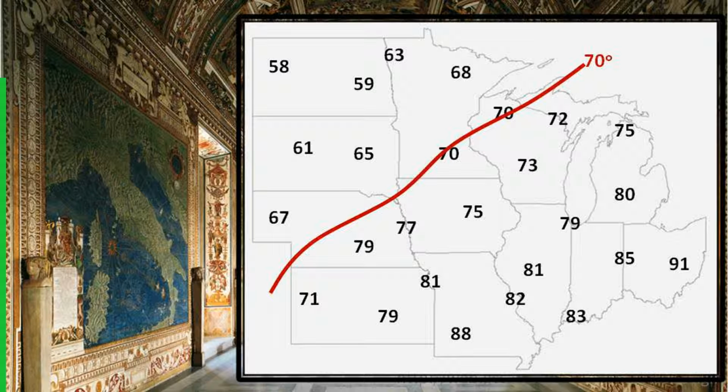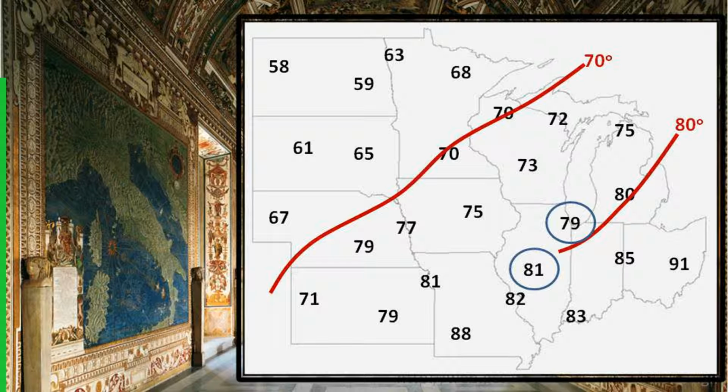See how every place north of this line, 67, 65, 68 degrees, etc. And everywhere to the south of this line, 71, 75, 91, 79, they're all greater than 70 degrees. We could do the same thing with the 80 degree isotherm. It's not so hard to see that it goes through central Michigan. There's a station right there that is exactly 80 degrees.